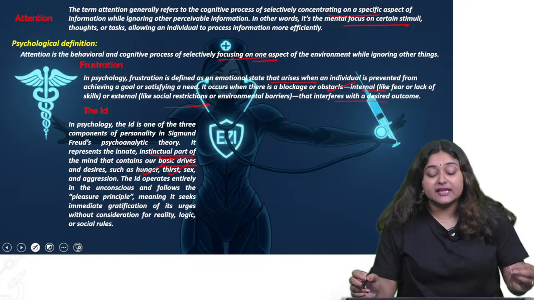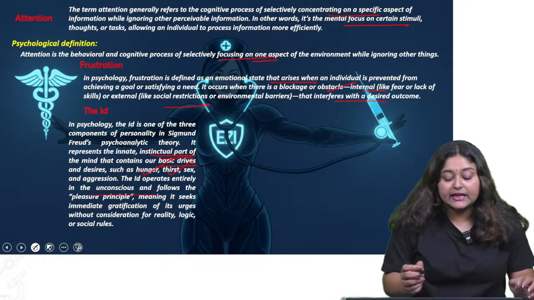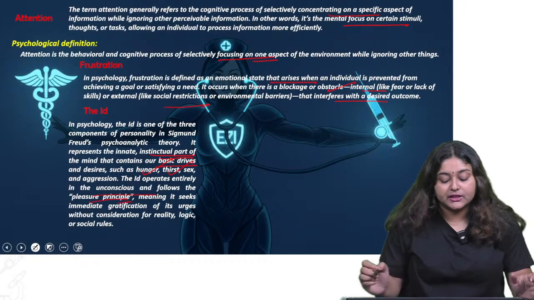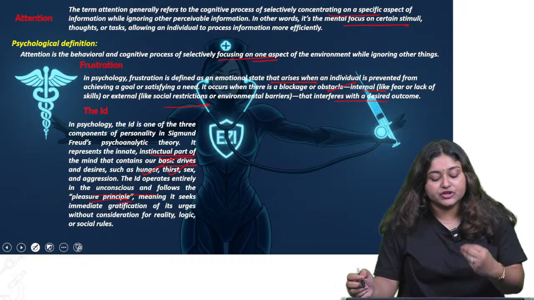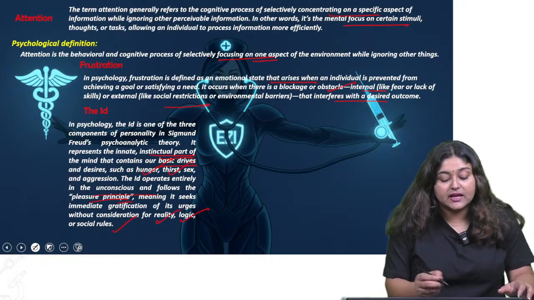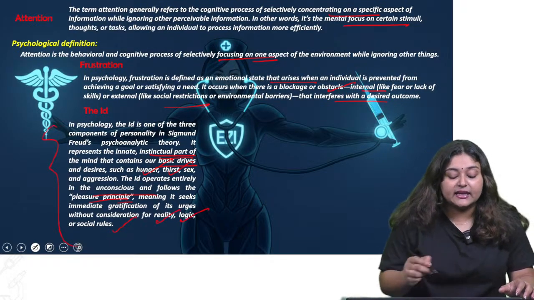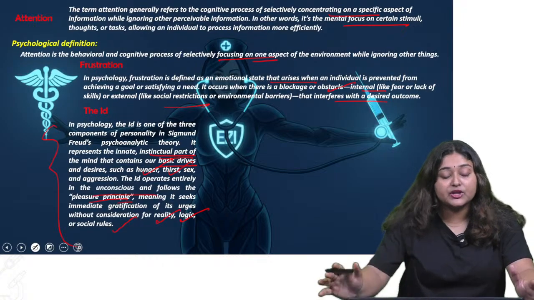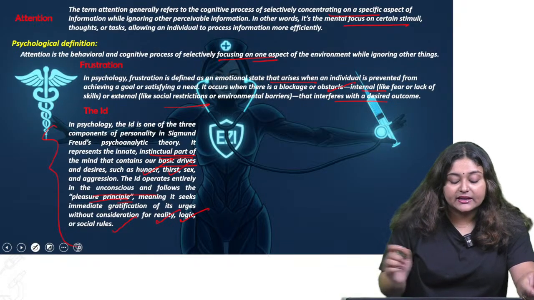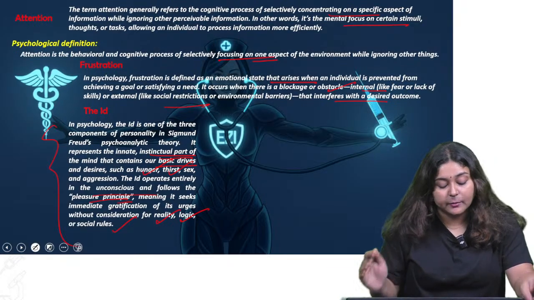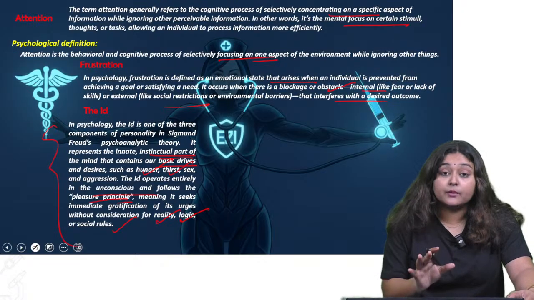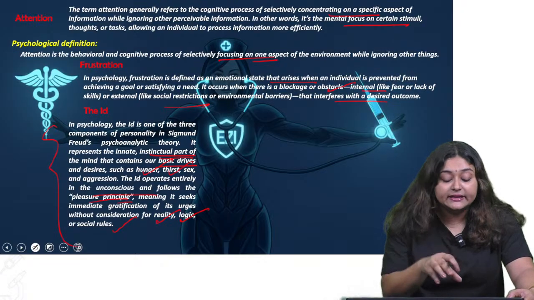Okay, so the id operates entirely in the unconscious mind and follows the pleasure principle, meaning it seeks immediate gratification of its urges without considering reality, logic or social rules. So that is the id. The id is a combination of three components: first is personality, next is the instinctual part of the mind, and next is the innate. Okay, so these are the three components associated with the id.